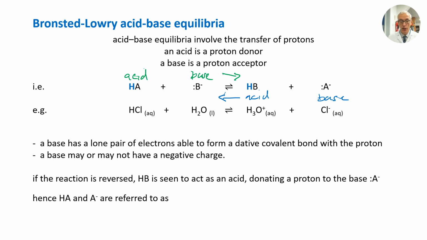So if we look at HA and A-, there is a relationship between them, and we define them as a conjugate acid-base pair. So HA donates a proton and itself forms A-, but A- can accept a proton to reform HA in a reversible reaction. So we refer to HA and A- as a conjugate acid-base pair.